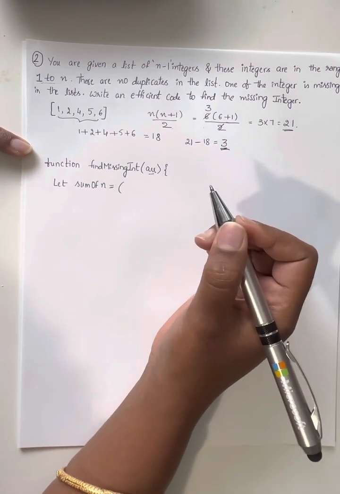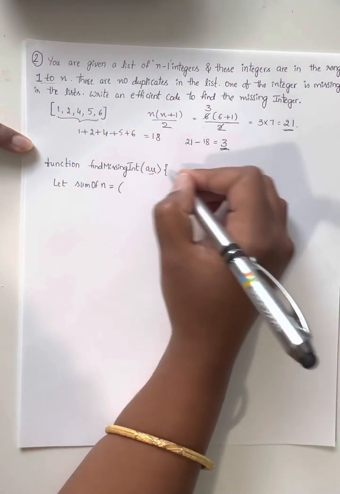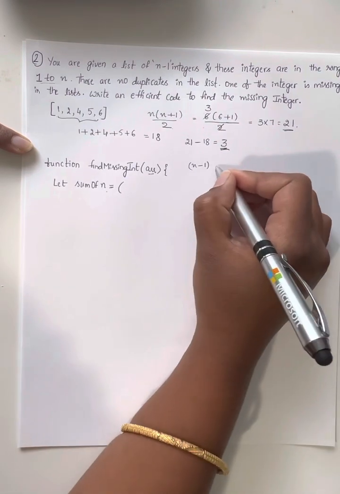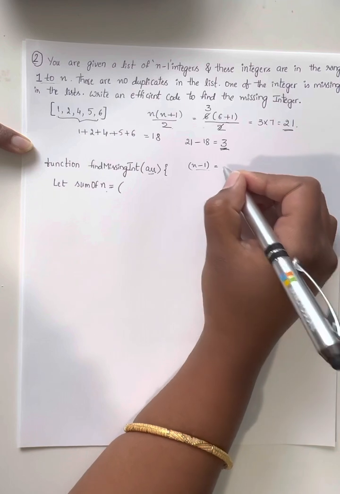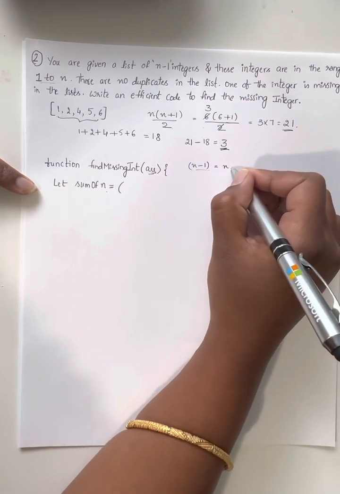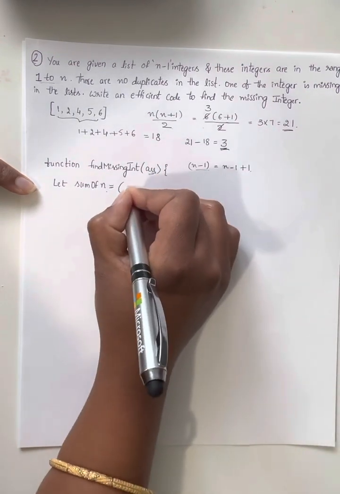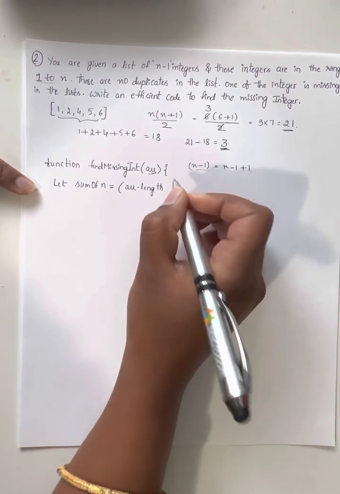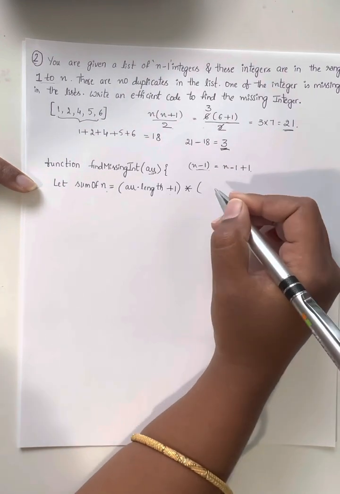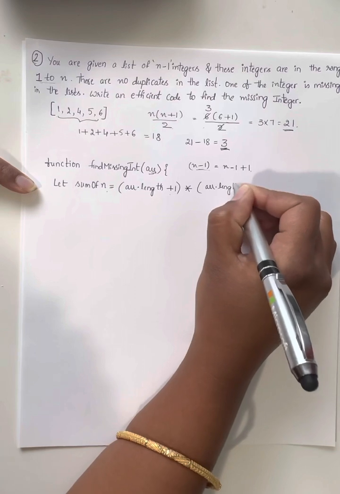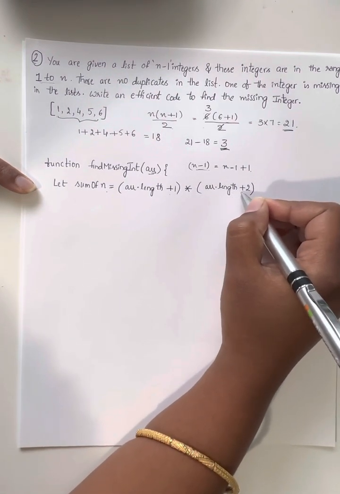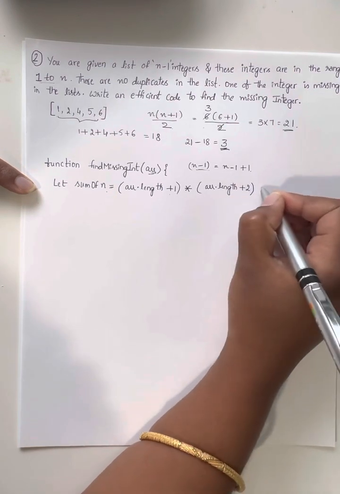We are given the array with one missing integer, which means that the array length would be n minus 1. But for the sum of n natural numbers, we need to have n, right? So array.length is n minus 1, and for us to have n, we need to add 1 to array.length. So array.length, which is n minus 1, plus 1, becomes the n here, into n plus 1 by 2, right? So this would be array.length plus 2, because n is array.length plus 1 here, so we add 1 to array.length plus 1, which becomes array.length plus 2, and it is divided by 2.